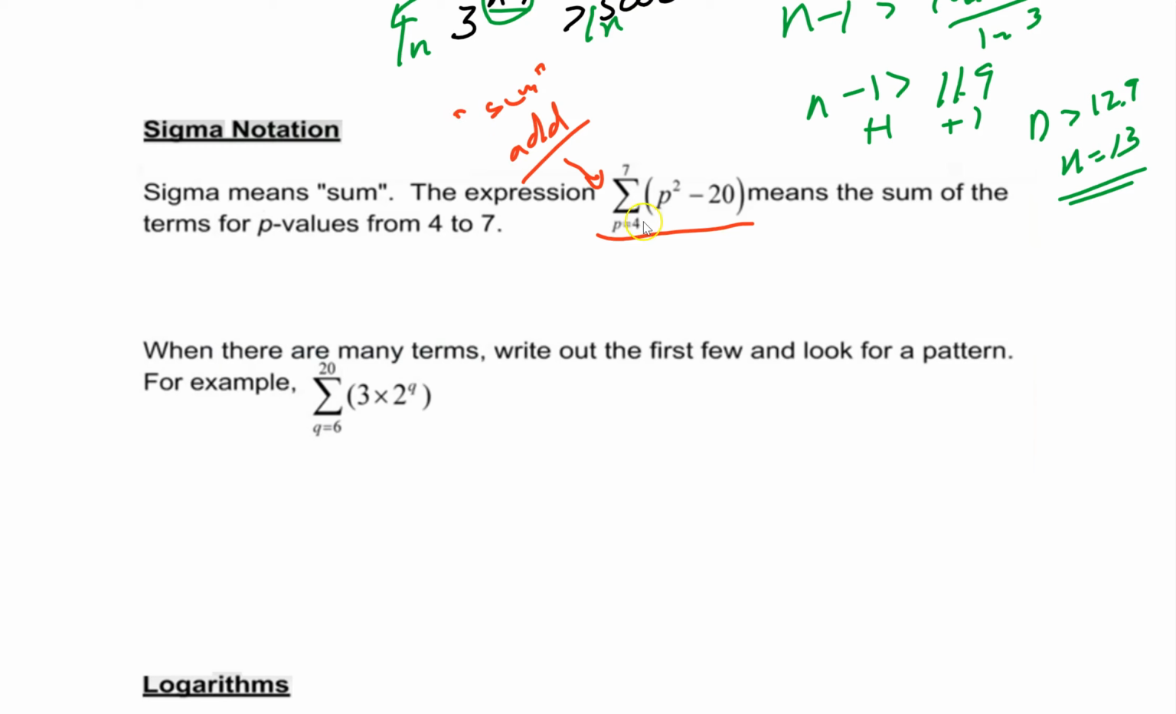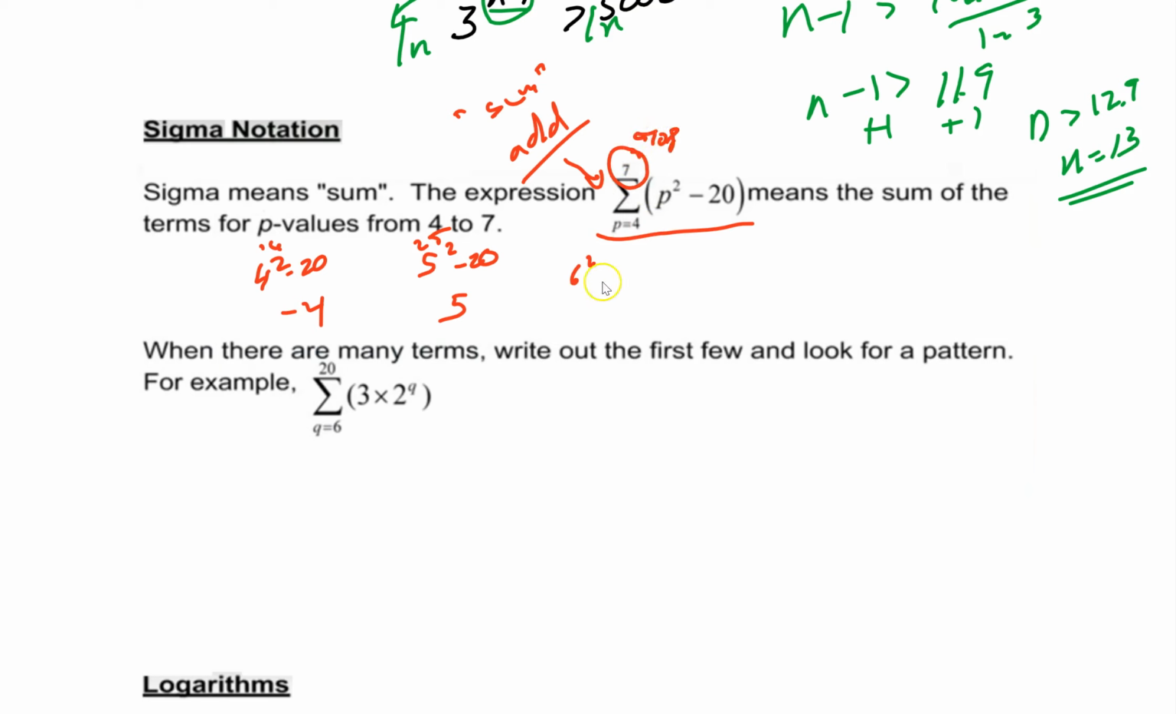Right? So all we do is start here at 4, plug it in. You get 4 squared minus 20. So 16 minus 20 is negative 4. Then you did 4, now you count up, you go to 5. 5 squared minus 20, so 25 minus 20 is 5. And then we go to 6. We keep on doing this until we get to 7. That's where we stop.